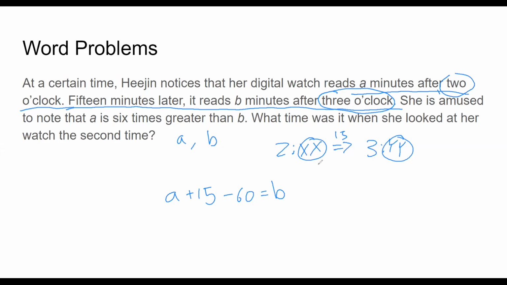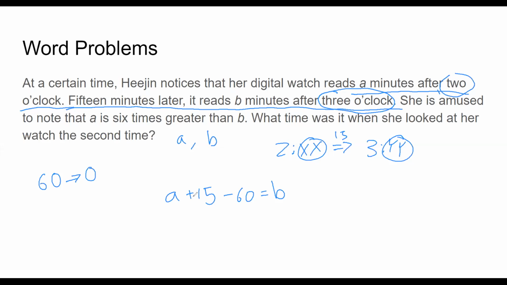A plus 15 minus 60? Yeah, the reason we subtract 60 is that if it's A minutes after 2 o'clock and then it becomes 3 o'clock, when you're counting, let's say you're at 50. 5 minutes later, you'll be at 55. 6 minutes later, you'll be at 56. But 10 minutes later, you'll be back at 0 because it's a new hour. So at the new hour, 60 becomes 0. That's why you have to subtract 60 here. Since we changed from 2 o'clock to 3 o'clock, it resets from 60 to 0. So that's why we have a minus 60 here. Does that make sense?